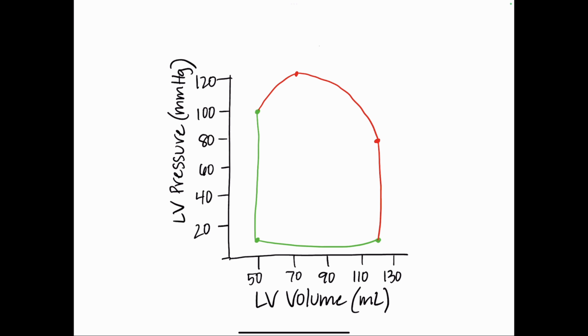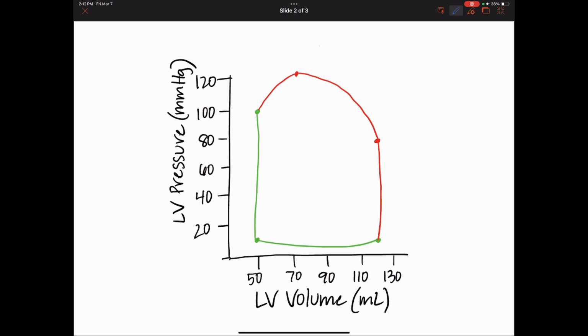So if we look at the PV loop, we're measuring left ventricular volume on the x-axis and left ventricular pressure on the y-axis. And we're going to take a few minutes here to go through the loop and talk about which phases of the cardiac cycle we see in each of the different sections.